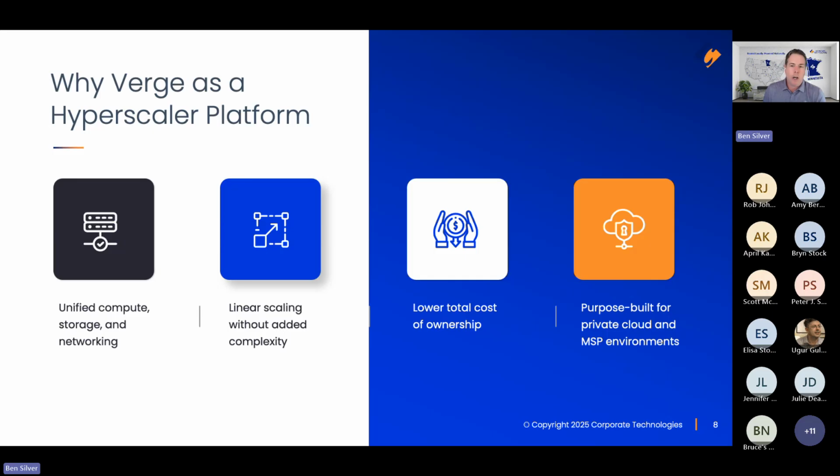It provides a lower total cost of ownership for our customers and for us based on how the licensing is built and how we can deploy and upgrade as needed. And Verge really is purpose-built to be a private cloud for MSP customers.